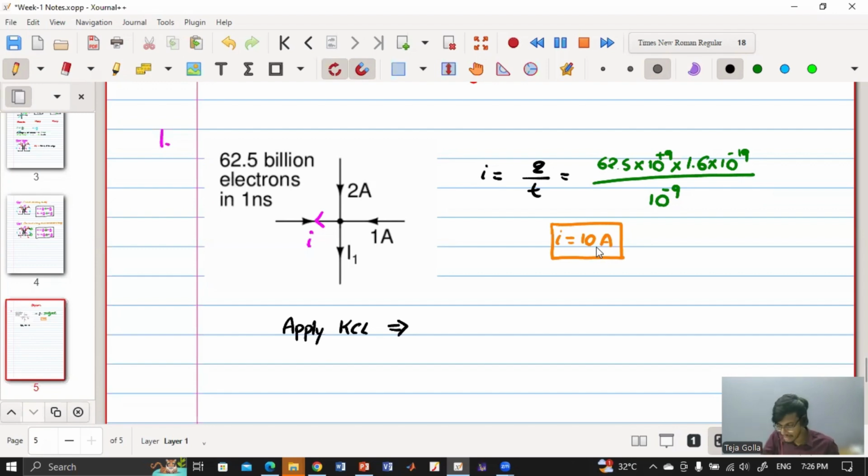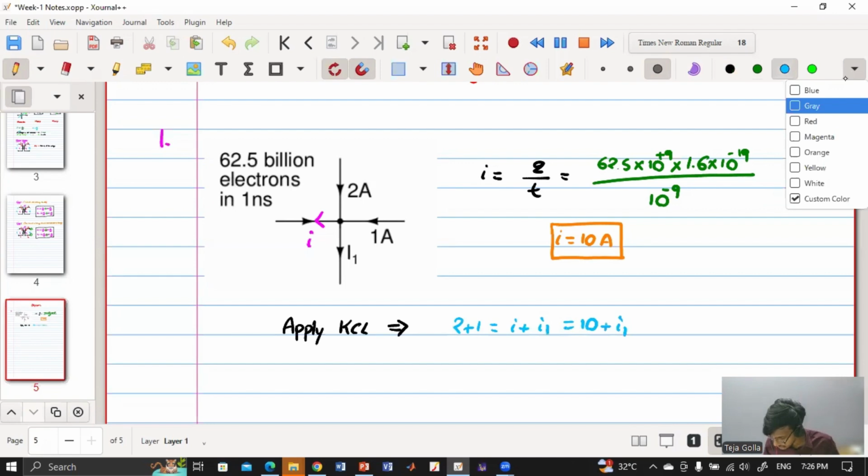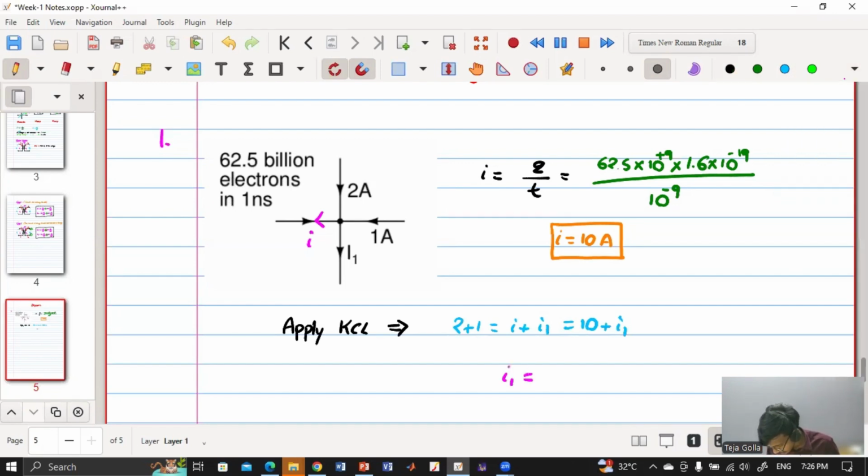Now I have to apply KCL. KCL says the current that is entering, which is 2 plus 1, is equal to the current that is leaving, which is I plus I1, which is 10 plus I1. So can you tell me what is the value of I1? Minus 7. So now can you tell me what is the significance of this minus here? What is the meaning of this minus?